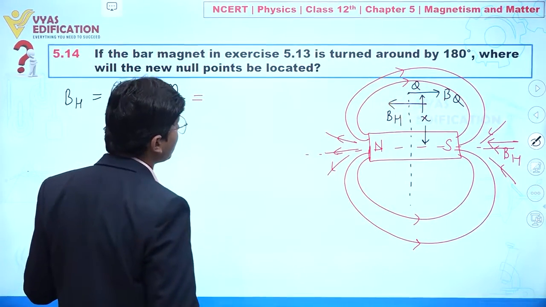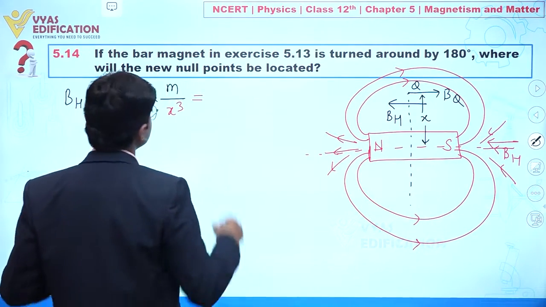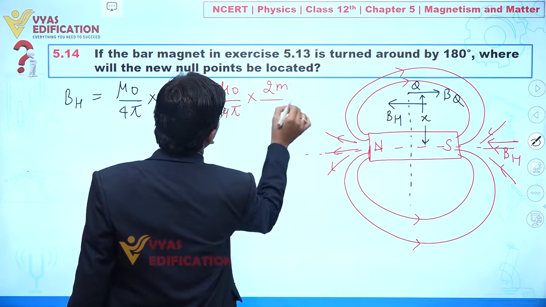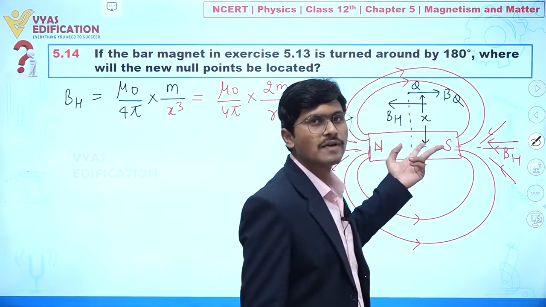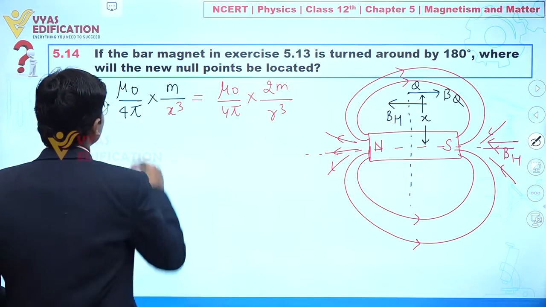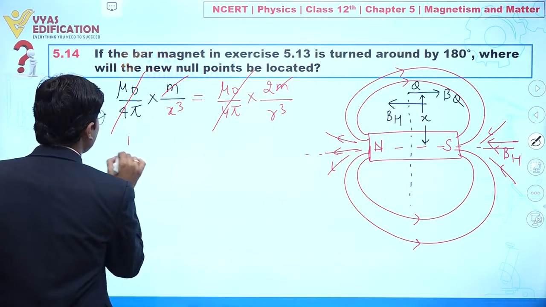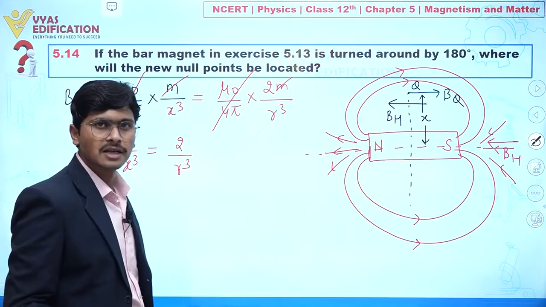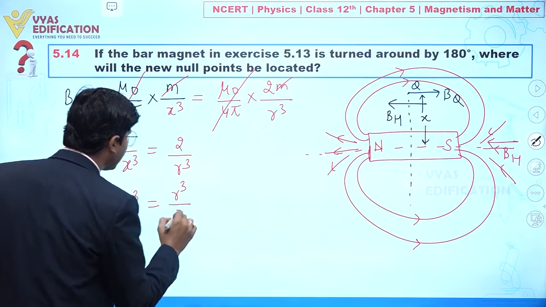Now it is given in the question, BH equals, if we talk about the previous question, in the previous question this BH is equal to what? I can say mu naught upon 4 pi multiplied by m over r cube. Clear? Yes or no? Because we have to find the value of x in terms of r. So now you can see this one and this one cancel out, and m and m also cancel out. So 1 upon x cube is given by 2 upon r cube. Clear? So now I can write x cube equals r cube divided by 2.